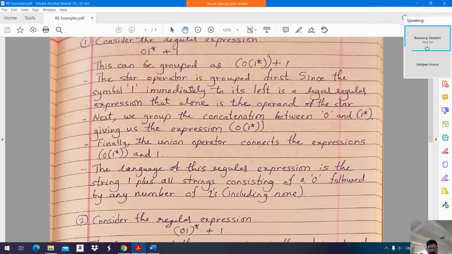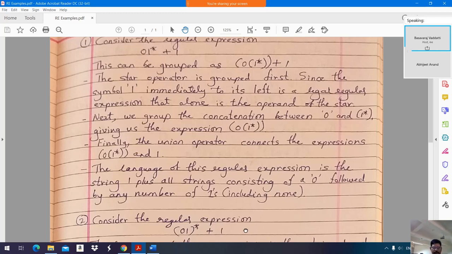Let us look at the second one. I have another regular expression here. The first one only itself, but I modified the first one by putting some parentheses. I changed the hierarchy here. I changed the hierarchy of operators.